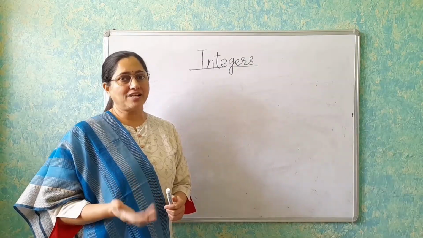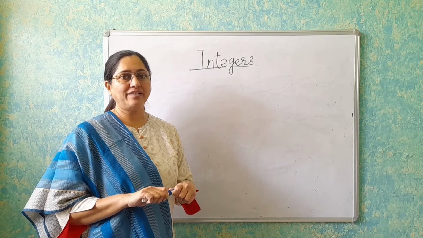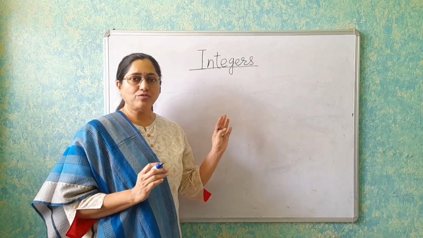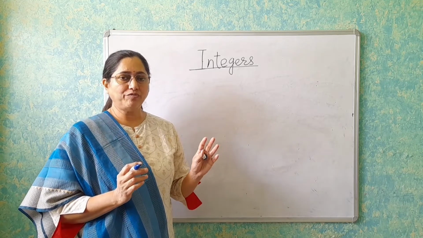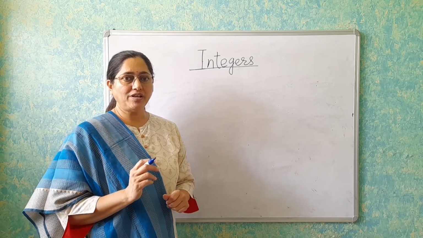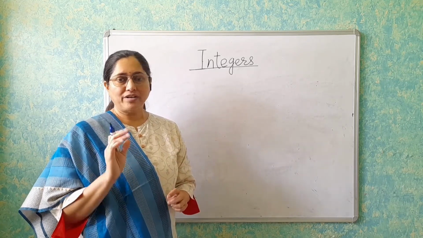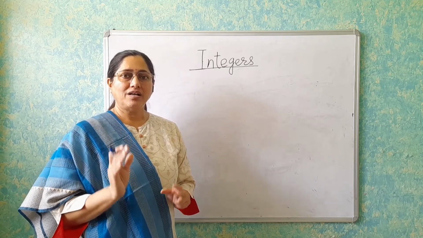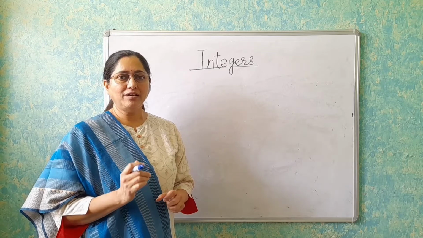Let's start with the last exercise of integers, and that is division of integers. But before that, you should know some properties of division of integers. The first property is if a and b are two integers and you are dividing a by b, the answer may or may not be an integer.